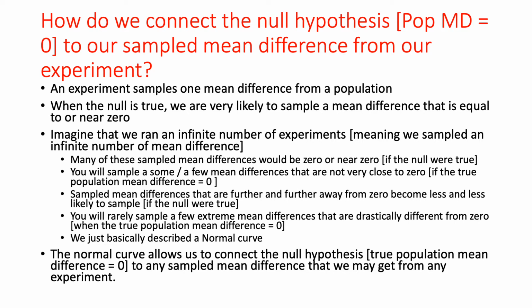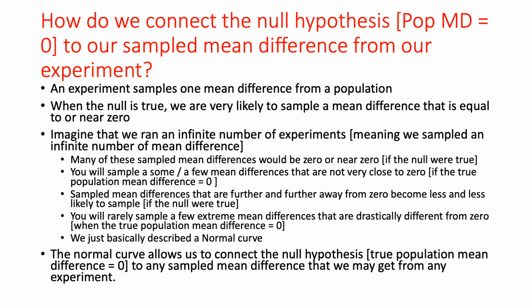We know that we will sample a few mean differences that are not very close to 0, just by chance, if the null were true, or if the population mean difference were 0. We know that as sampled mean differences move further and further away from 0, they become less and less likely to sample if the null were true. And yes, I know I said this just a few seconds ago, we will rarely sample a few very extreme mean differences that are drastically different from 0 if the null were true. When the true population mean difference is 0, if the null were true, those are the same thing.